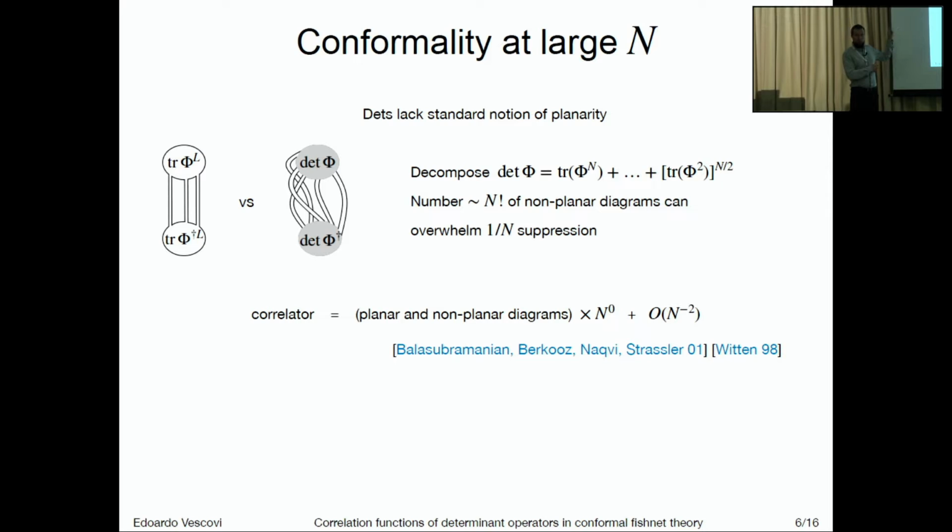I want to make comments about the large N expansion that is applicable for all states, also in the Fishnet. So when you have traces, of course, you know that the trace naturally defines an order among the fields. So the leading N contribution is simply a planar diagram. You have to draw all of them. This ensures this is leading in N.